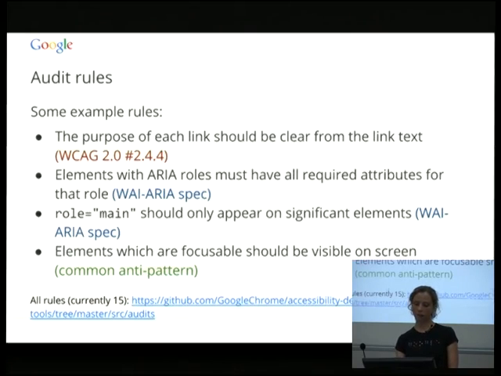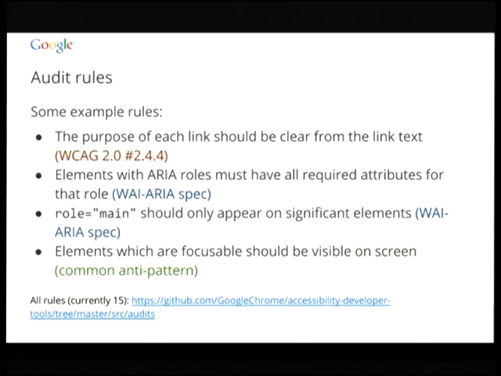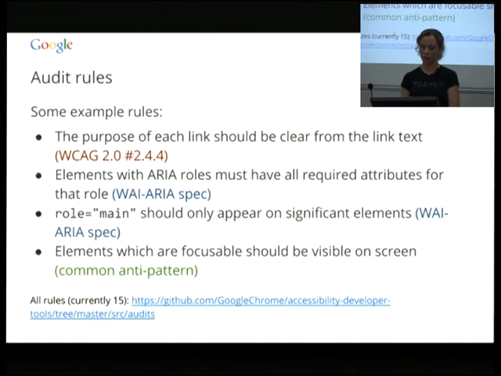So here are 4 of the audit rules. There's a link at the bottom to see the entire list of audit rules available. Currently there are 15, with another one in a pull request. The first one: the purpose of each link should be clear from the link text. This is directly from the Web Content Accessibility Guidelines. Elements with ARIA roles must have all required attributes from that role. This is from the ARIA spec.